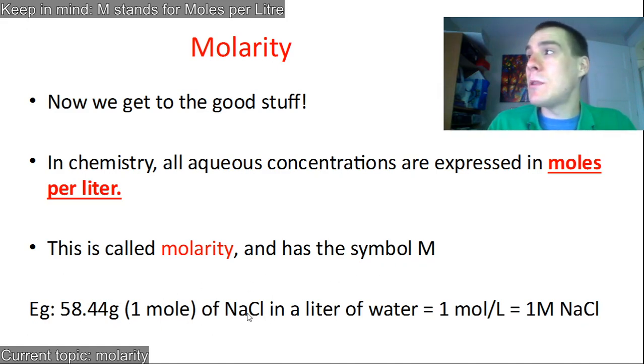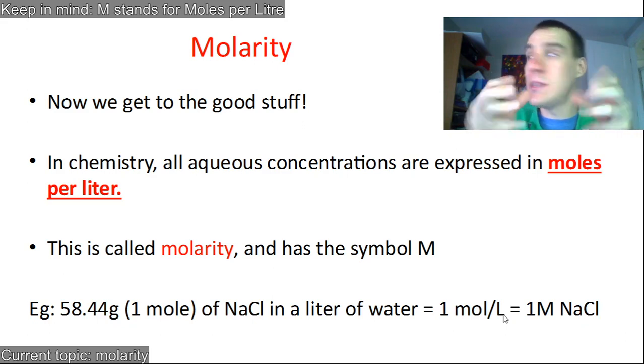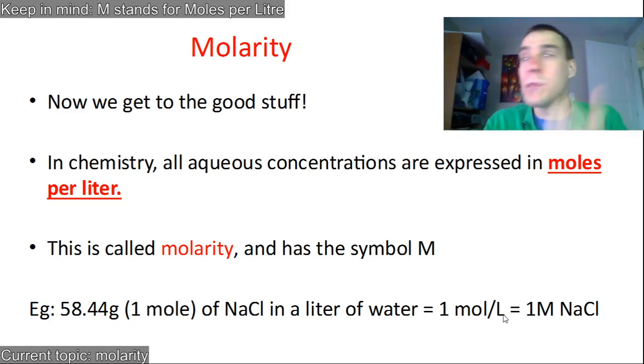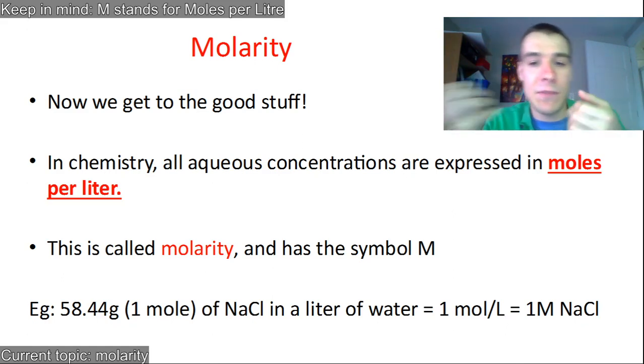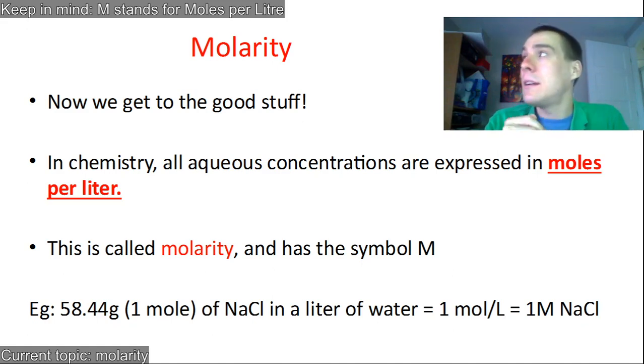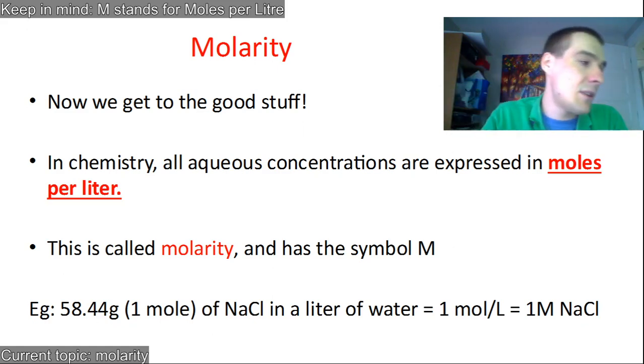For example, 1 mole of sodium chloride, which has a molar mass of 58.44 grams per mole, in a liter of water, is 1 mole per liter. If I then use half of it, and I've got 500 mils, I've still got the same concentration of salt. It's still 1 mole per liter. I've just got fewer liters. So I've got half a mole in half a liter, which is still 1 mole per liter. So it doesn't change with volume. It means we can just stick it on the shelf, and we know that we have that many moles of it per liter of the solution all the time.